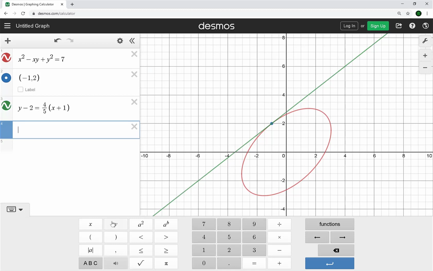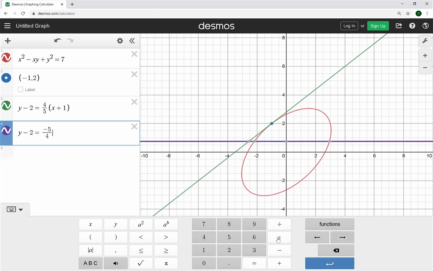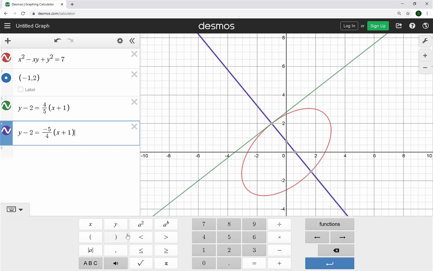I'm going to type in the same thing. Y minus 2 equals, put a little fraction, negative in the front. Maybe I should have done that first, or maybe it'll work like this. -5, yeah, it'll still work. -5/4, go to the right, parenthesis, x plus 1. Look at that. Look how beautiful that is.